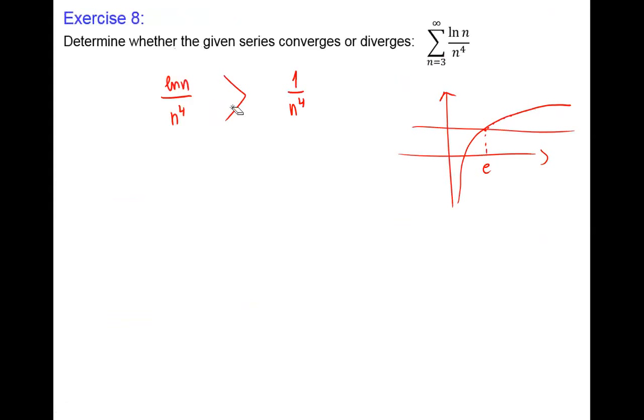And what do you think? Is this a good relationship for this condition? I'm adding the summation. What do you think? 1 over n to the power of 4 is convergent. Can I conclude convergence having this inequality? This is a finite number. Something greater than the finite number? I don't know, right? That means that's not a good choice.